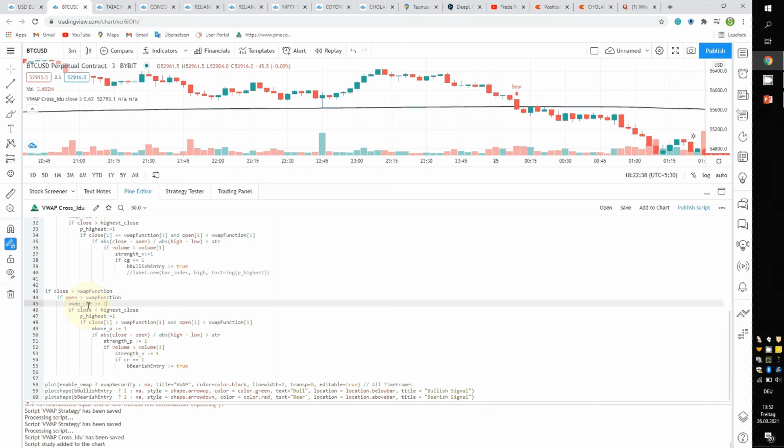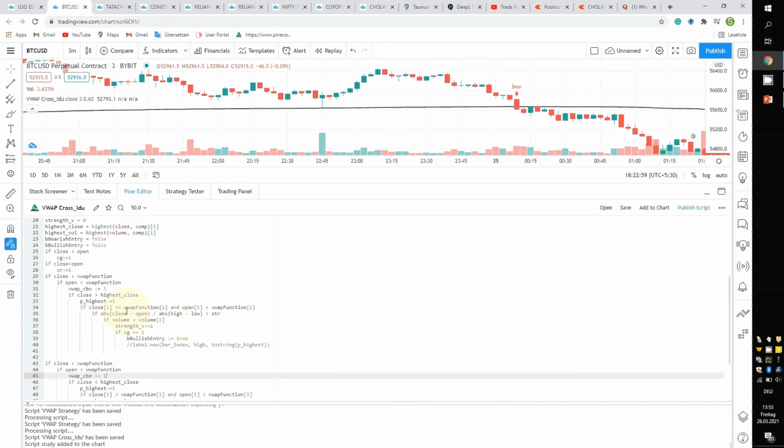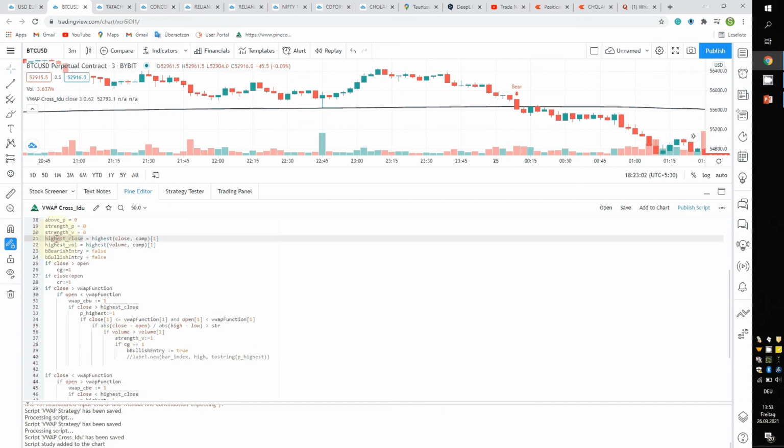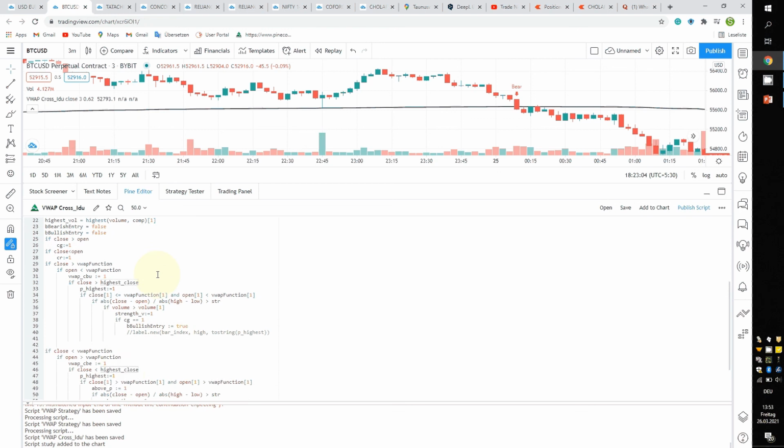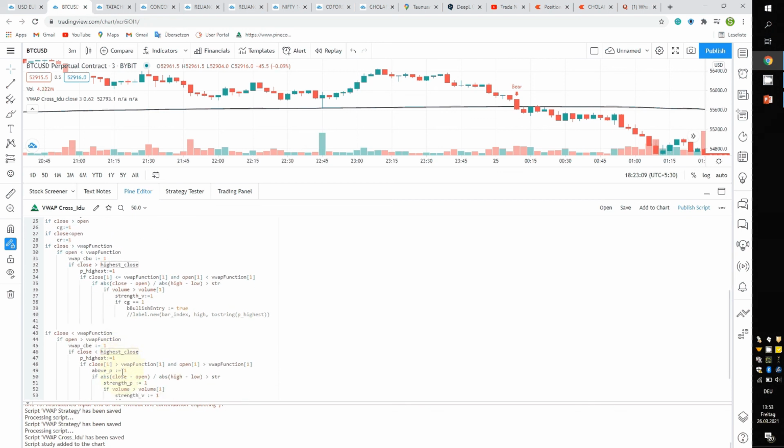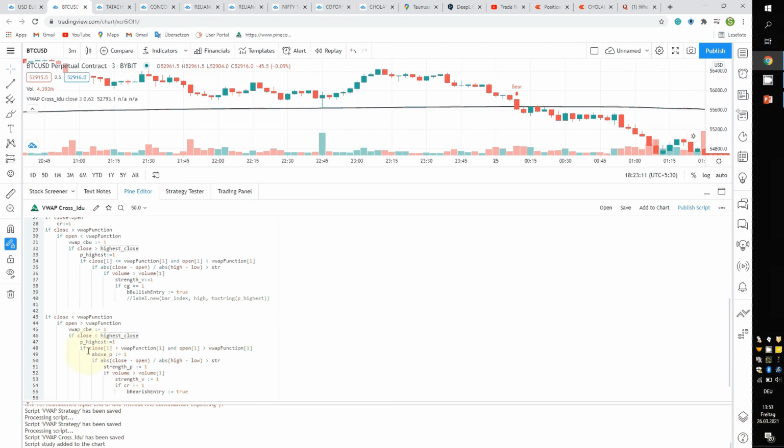Next condition is the closing price is less than the highest close. So I want to check that it is breaking the previous lows. This is more like a price action strategy. If close is less than the highest close, which we have calculated before, this is true. If yes, go ahead. Now there's another condition.